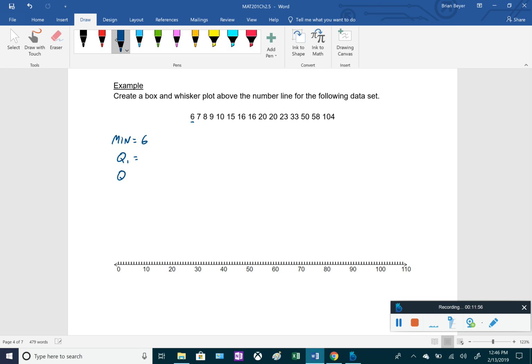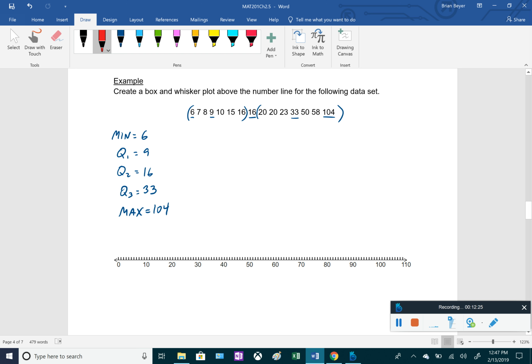So we need Q1, Q2, Q3, and the max. The maximum value is 104. Q2 is 16. It's the median. We chopped the data up and we said Q1 was 9 and Q3 was 33. So that's all we need. Those are our 5 numbers for the summary here. So let's create this box and whisker plot.